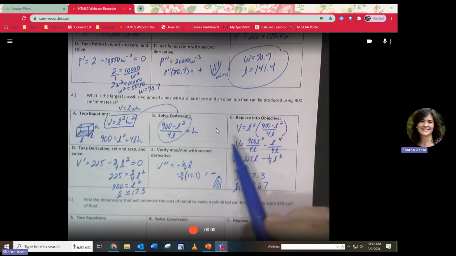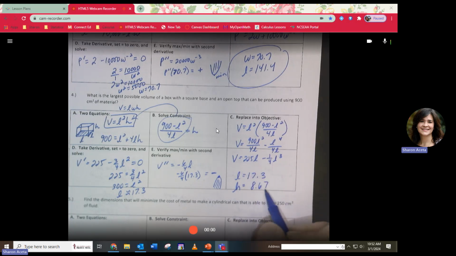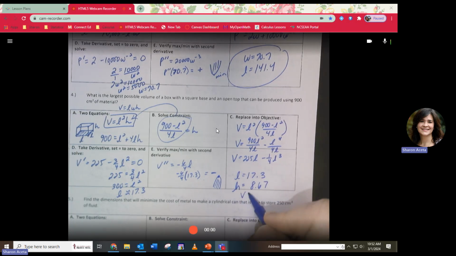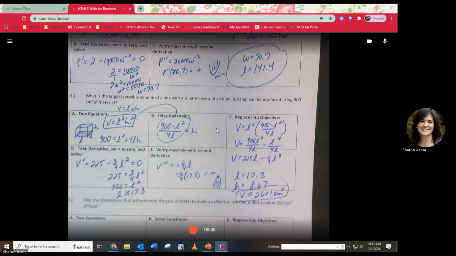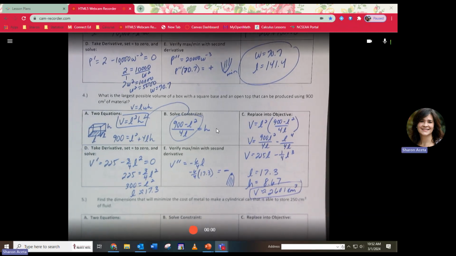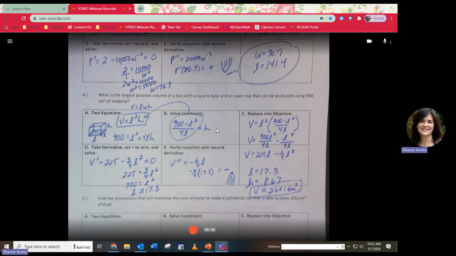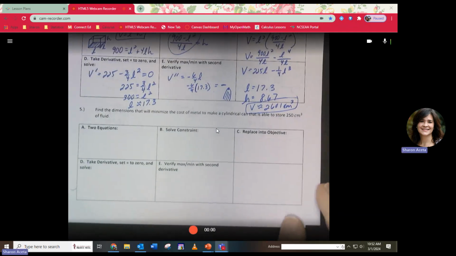And then if we were finding the volume, we would do length squared times 8.67, and we get a volume of approximately 26.01 inches, centimeters. Whoops. So that's how you would do a problem with an open box. And then one more. I'll do part 2 in the next video.